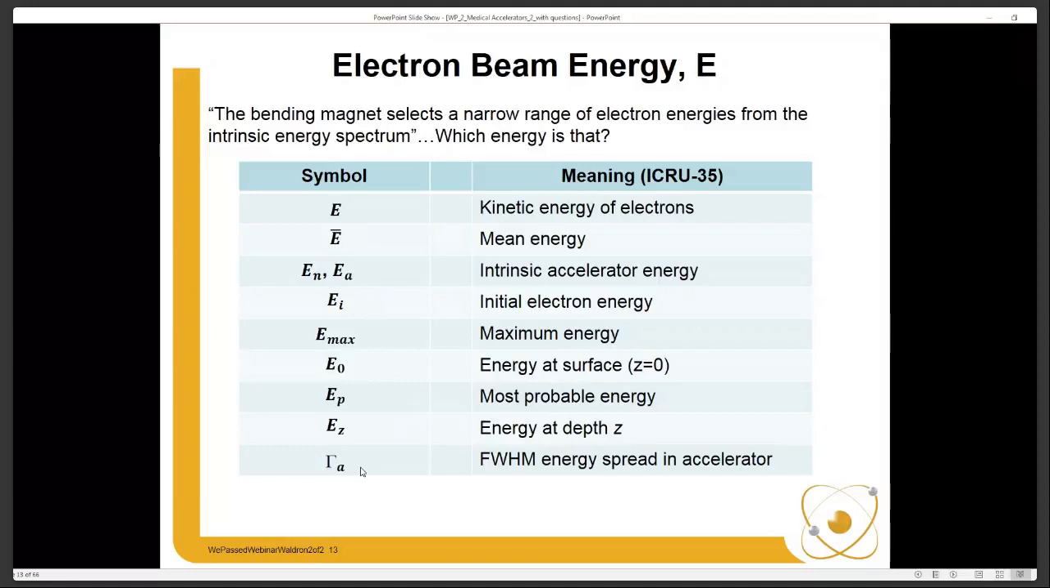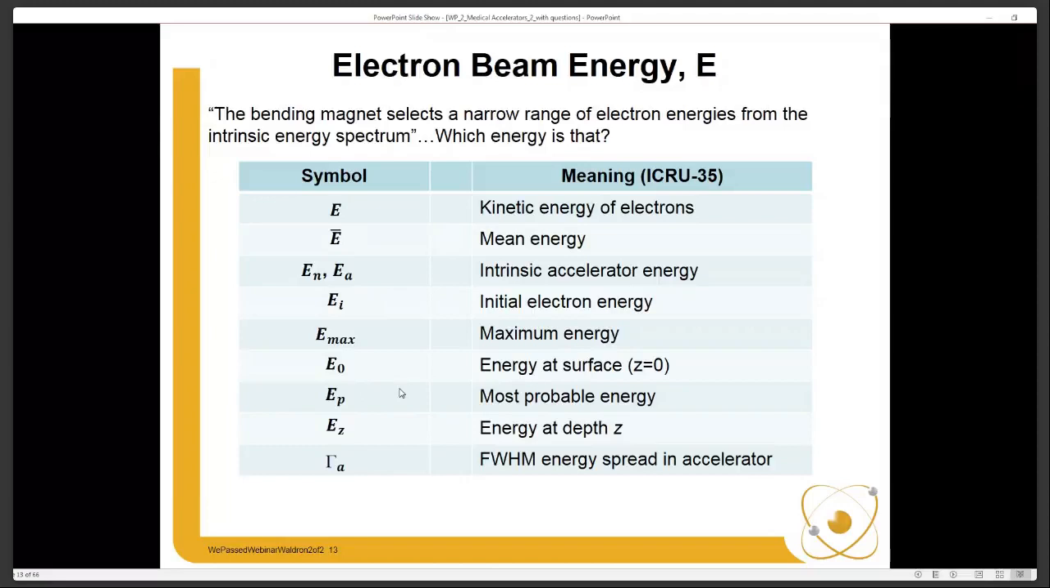ICRU 35 uses gamma to refer to the energy spread. In this case, gamma sub A refers to the full width half maximum of the energy spectrum in the accelerator, really in the bending magnet at this point. And of course, normally when we see these designations, we see them combined. The most probable energy at the surface of a phantom is going to be called E sub p comma 0. And we can have an E sub p comma z and so on and so forth. So they're not always just these designations, but it would take several slides to be exhaustive.